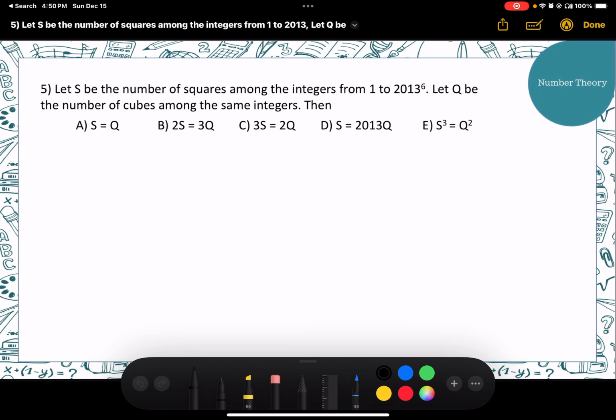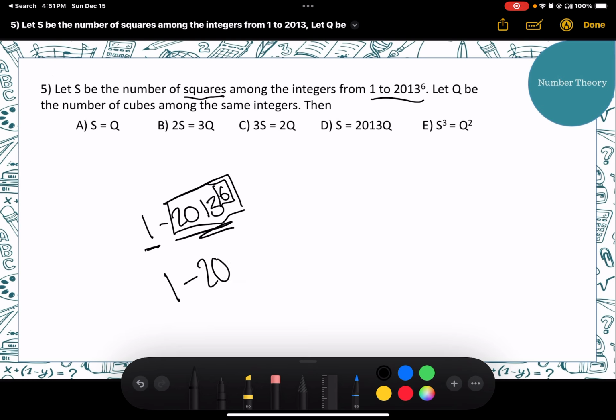So let S be the number of squares among the integers from 1 to 2013 to the sixth. So we have to find out how many squares there are from 1 to 2013 to the sixth power. This is the first number that we can square, and this is the last number in the set, right? But this is to the sixth power, which means we can take a square root. So that means 1 to 2013 to the 6th, that's the total number of numbers.